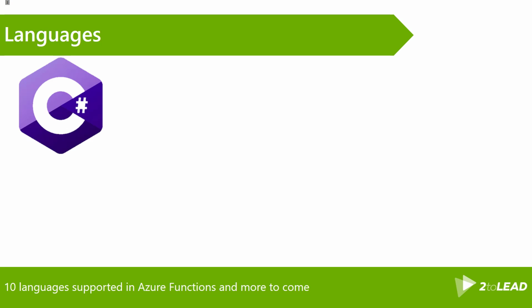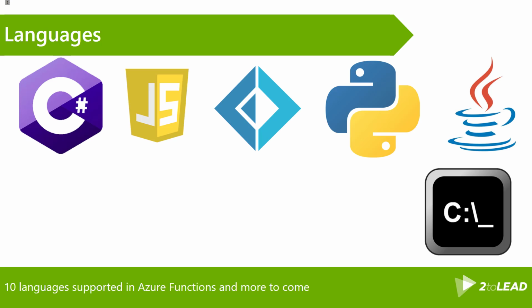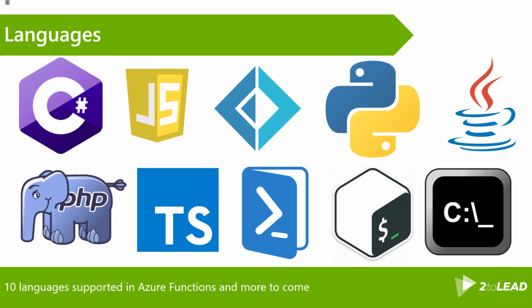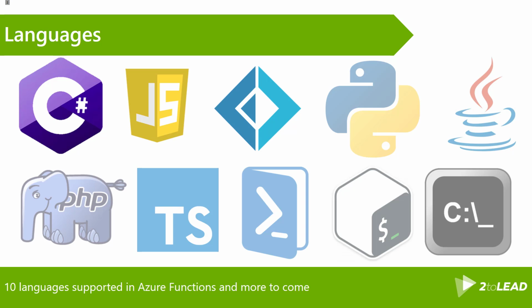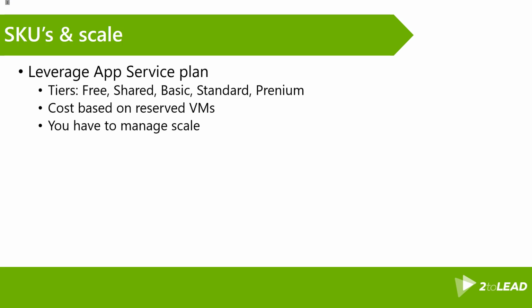In terms of languages support, there are a couple of those. Here, like C#, JavaScript, F#, Python, Java, Shell, Bash, PowerShell, TypeScript, and PHP. Some of those are still not supported in production yet. The ones supported in production are actually C#, JavaScript, and F# at the moment, but they are making progress every day on that. In terms of scale and SKUs, you have two options.